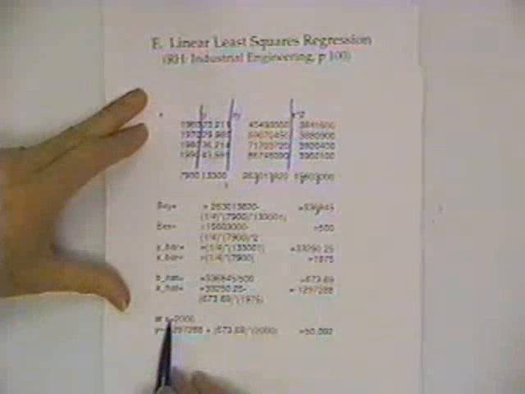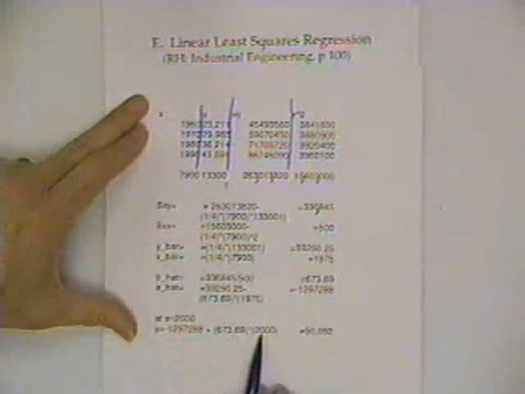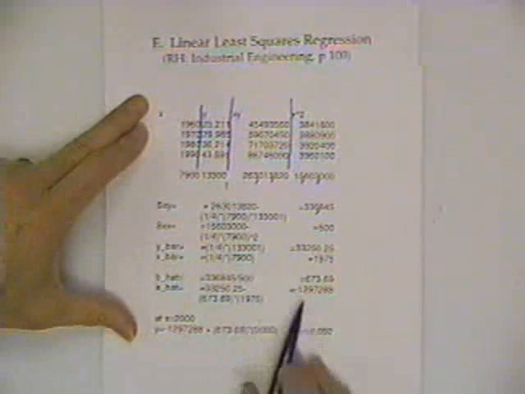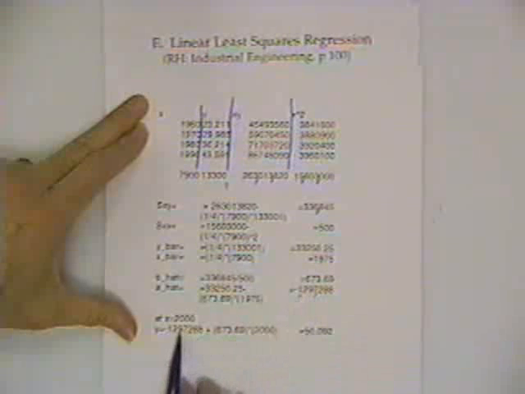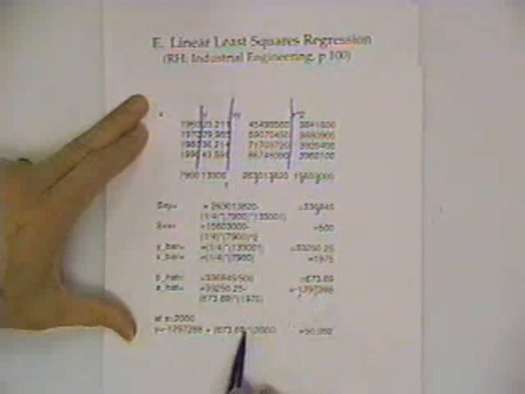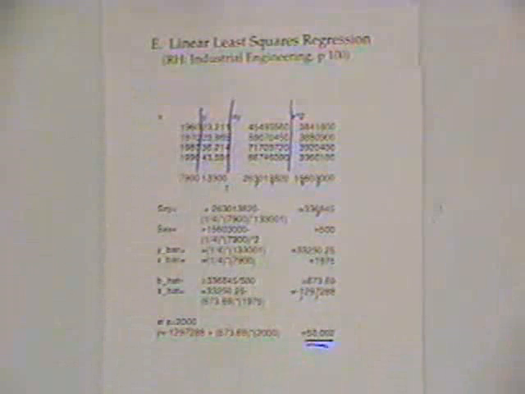We can then evaluate the population at a time of 2,000. Y hat is equal to A hat plus B hat times X. In this case, Y hat is minus 1,297,000 plus the slope 673 times the value of X, 2,000, and we end up with the answer, in this case around 50,000, as the estimate for the population.